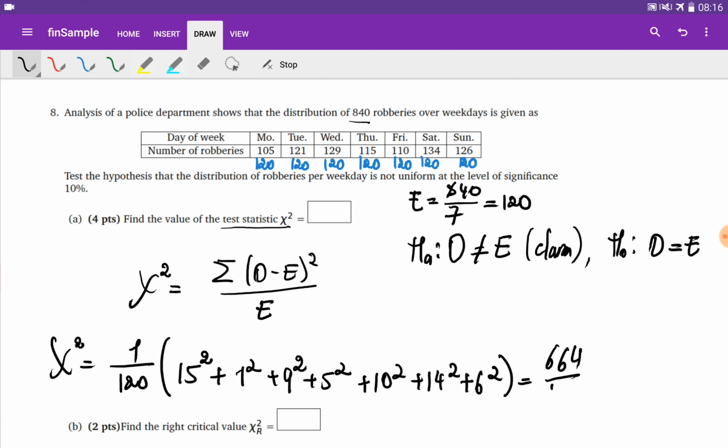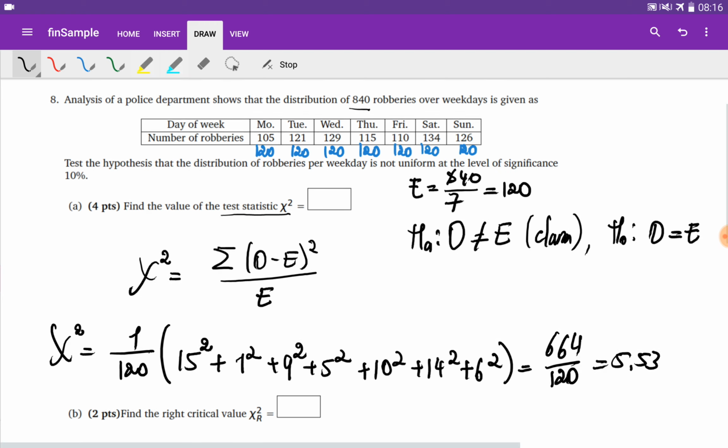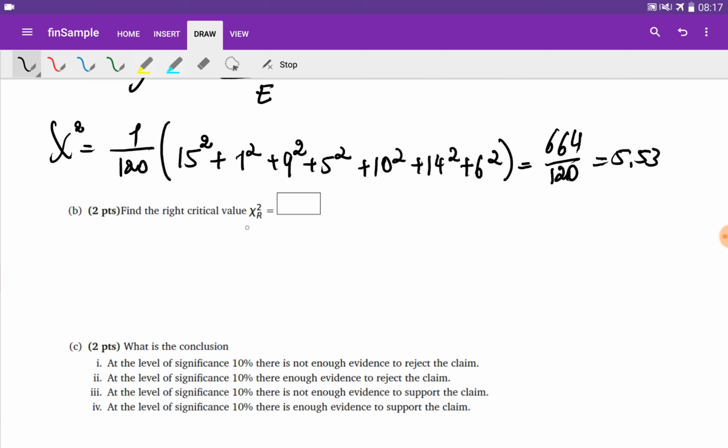664 divided by 120. It's going to be 5.53. This is the test statistic. So in order to find the right critical point, we need to find the degrees of freedom, which is going to be the number of categories minus 1. In this case, it's going to be 7 minus 1, which is 6.